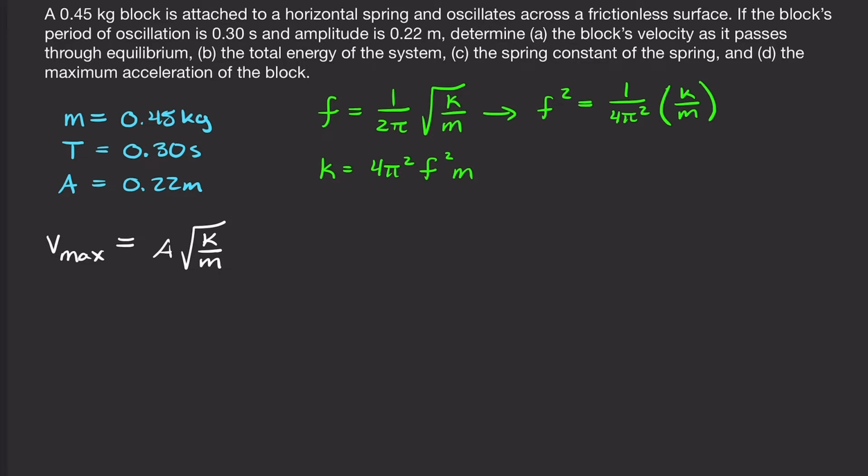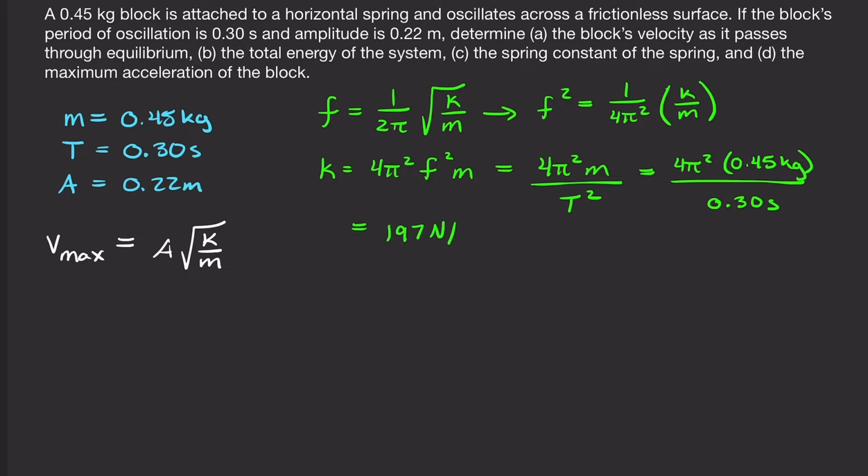And now the frequency, I don't know it, but I know the frequency is just 1 over the period. So I can substitute and make this 4 pi squared times m. And for the frequency squared, I'll just get 1 over the period squared. So now I have all of these things and I can solve for k. So this will be 4 pi squared, just a number, times our mass, 0.45 kilograms, over the period squared, which is 0.30 seconds. So this gives us a spring constant of 197 newtons per meter.